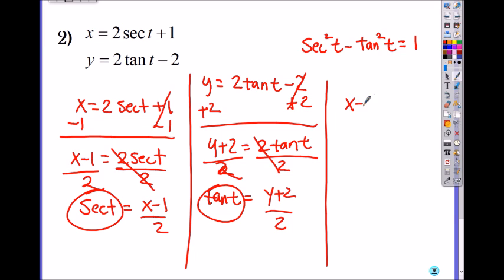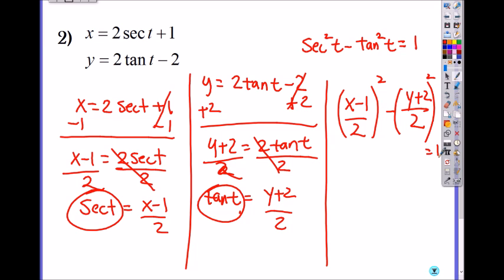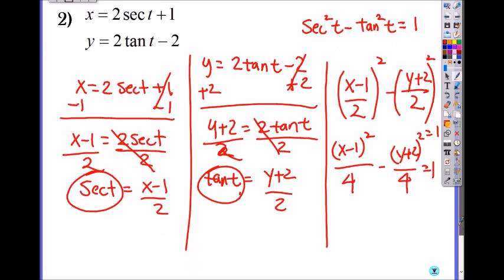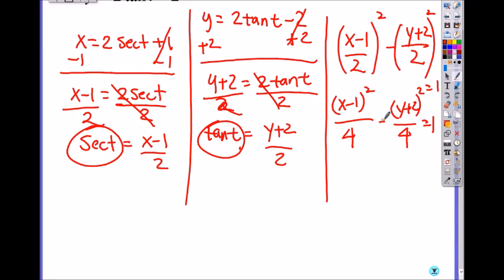So I have ((x minus 1) over 2) squared minus tangent of t, which is ((y plus 2) over 2) squared, equals 1. So when you distribute the 2, I get (x minus 1) squared over 2 squared, which is 4, minus (y plus 2) squared over 4 equals 1. We are not going to FOIL it because the hyperbola has an equation in this format. So whenever you have the minus of x squared and y squared, it becomes a hyperbola.